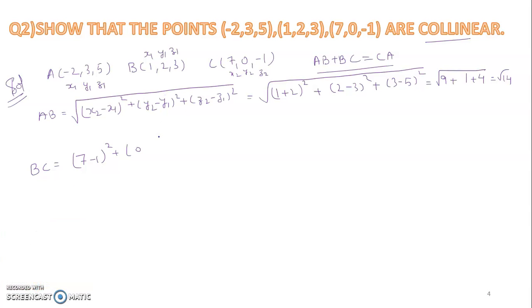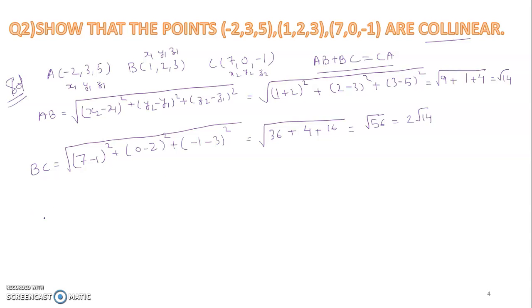So this will be (y2 minus y1) whole square plus (z2 minus z1) whole square, which is equal to 7 minus 1, 6 whole square, 36. 0 minus 2 is minus 2 whole square, will give me 4. Minus 3 and minus 1 minus 4, this will be 16. So 36 plus 4 plus 16, that is 56. So root 56, I can write as 2 root 14.